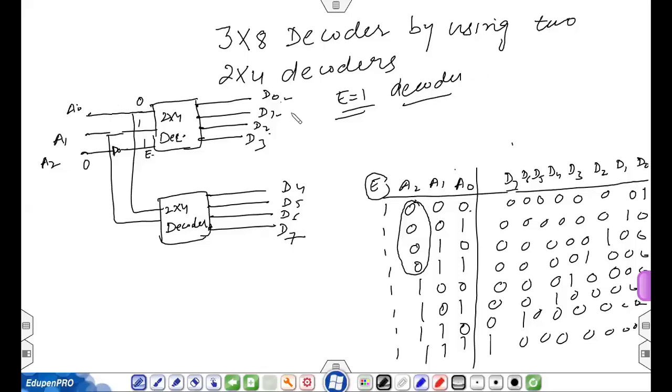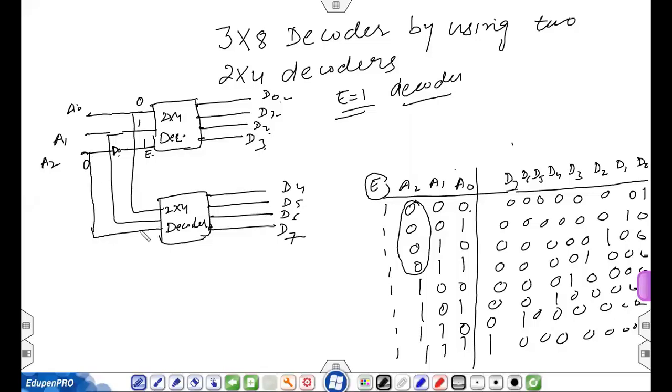Output will be D1. Similarly, for the other cases, your output may be D0, D1, D2, D3, because we have connected this with the NOT gate. अगर आपका A2 0 होगा, तो आपका ये वाला decoder active हो जाएगा. और what for the another case?